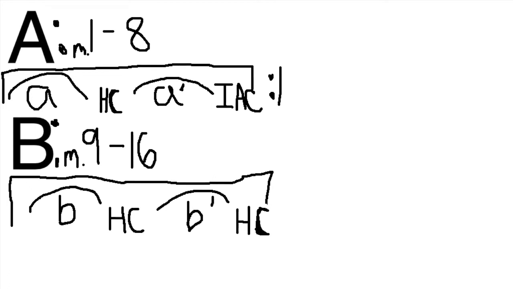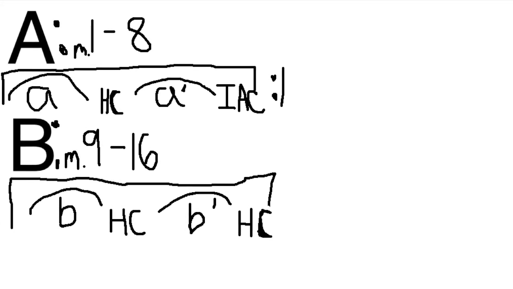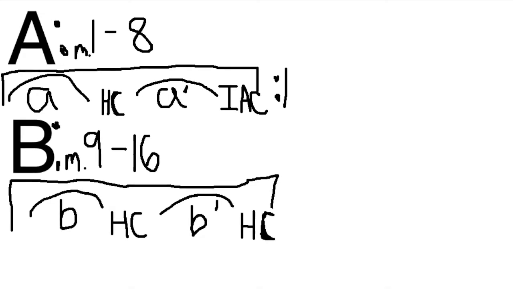So the diagram would look like this, basically, and it shows what measure numbers this is in, what sections repeat or don't repeat, the types of cadences, what the phrases would be labeled as. So you can see that A is from measures 1 through 8, and B is from measures 9 to 16.